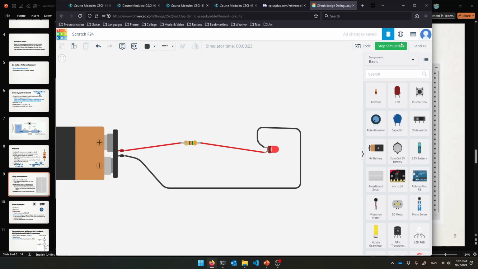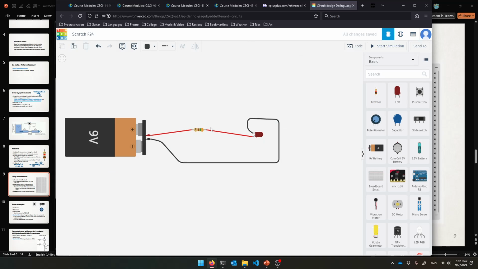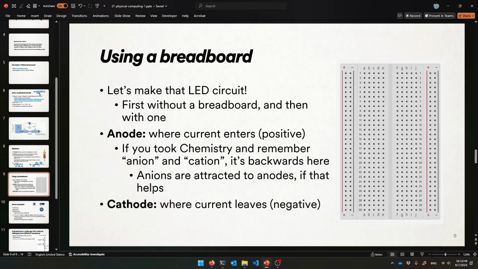So cool. That's 350 ohms. That's what we need here. So yeah. That is everything I think I wanted to say there. So let's do it with a breadboard now.